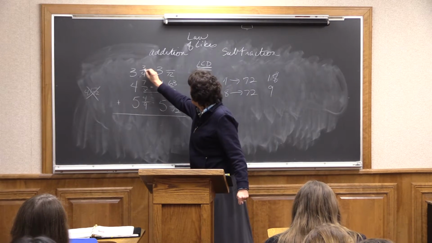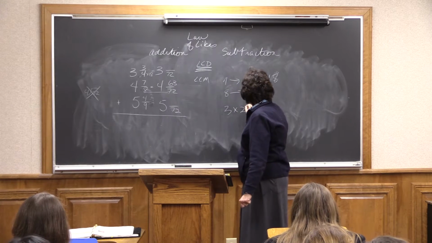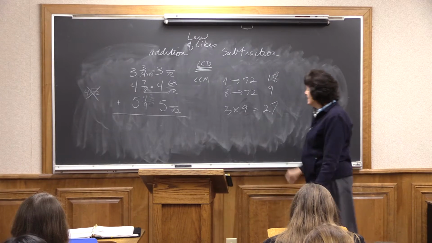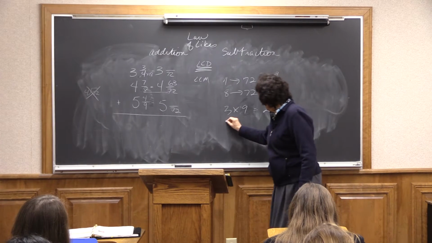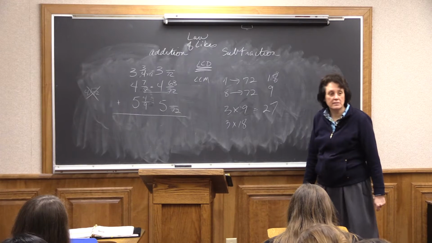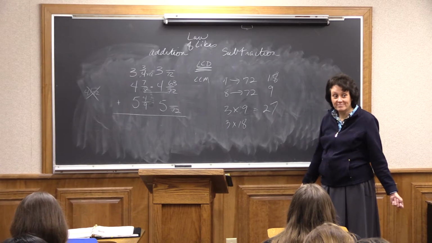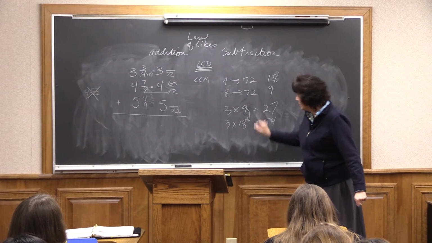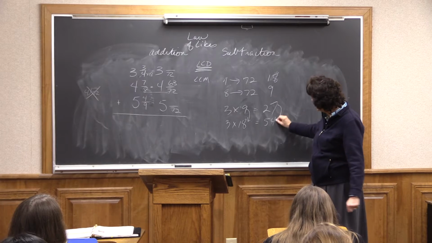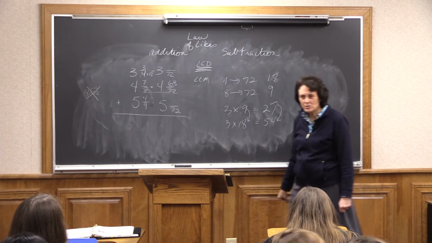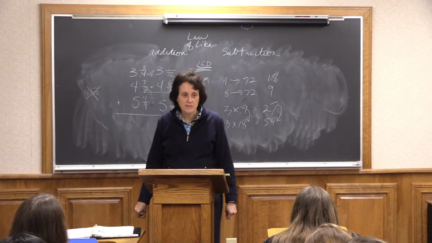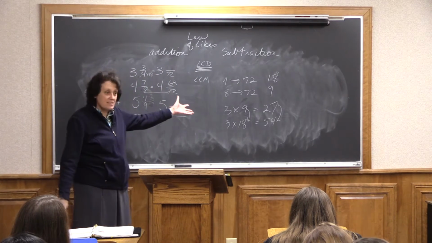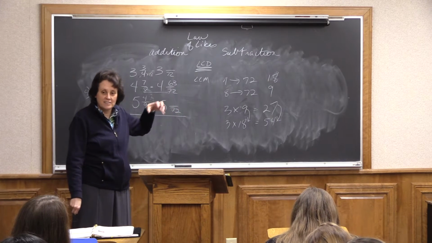If 3 times 9 is 27, what is 3 times 18? 54. Double, right? So this has to be double. I don't do any scrap paper math. You don't have to either. And you don't have to make dumb mistakes on your scrap paper math if you just start thinking.